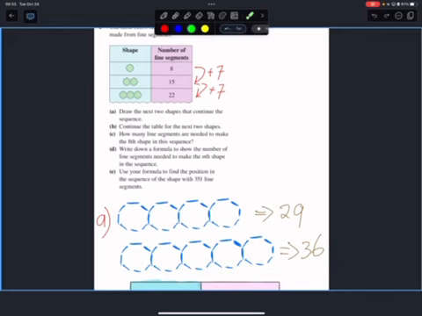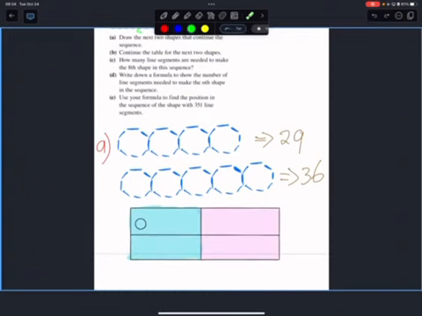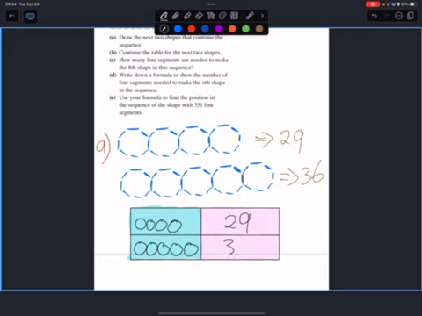Every time I add the shape, 7 line segments come additional in the second shape. The third shape, another 7 comes. Let's try like this. 4. This becomes 29, 36.